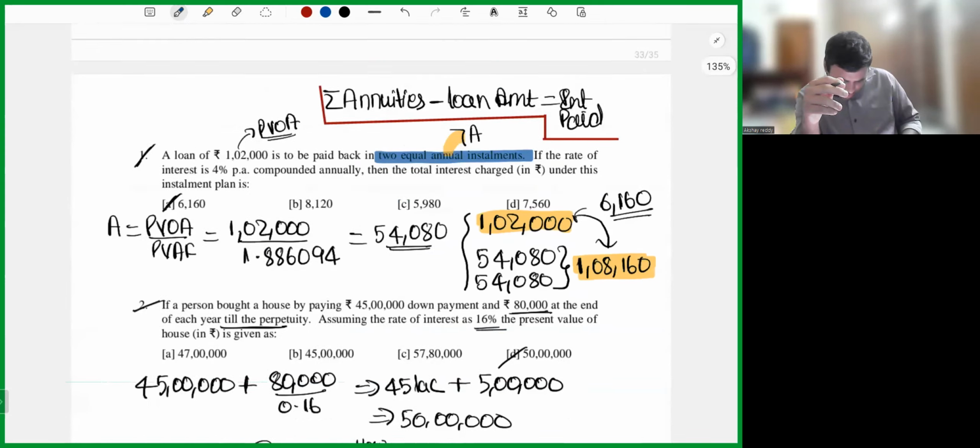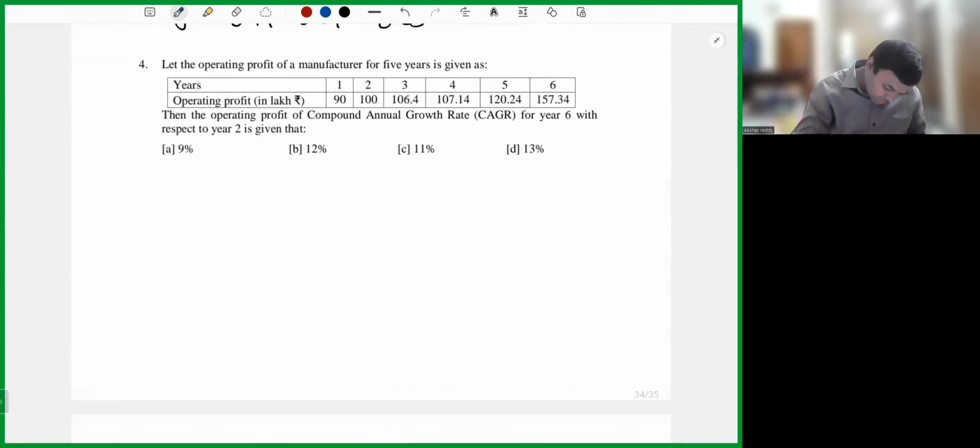There is one previous year question on CAGR which I have taken up. This has been asked in the examination recently. Now, how will you do this CAGR? CAGR means compound annual growth rate.